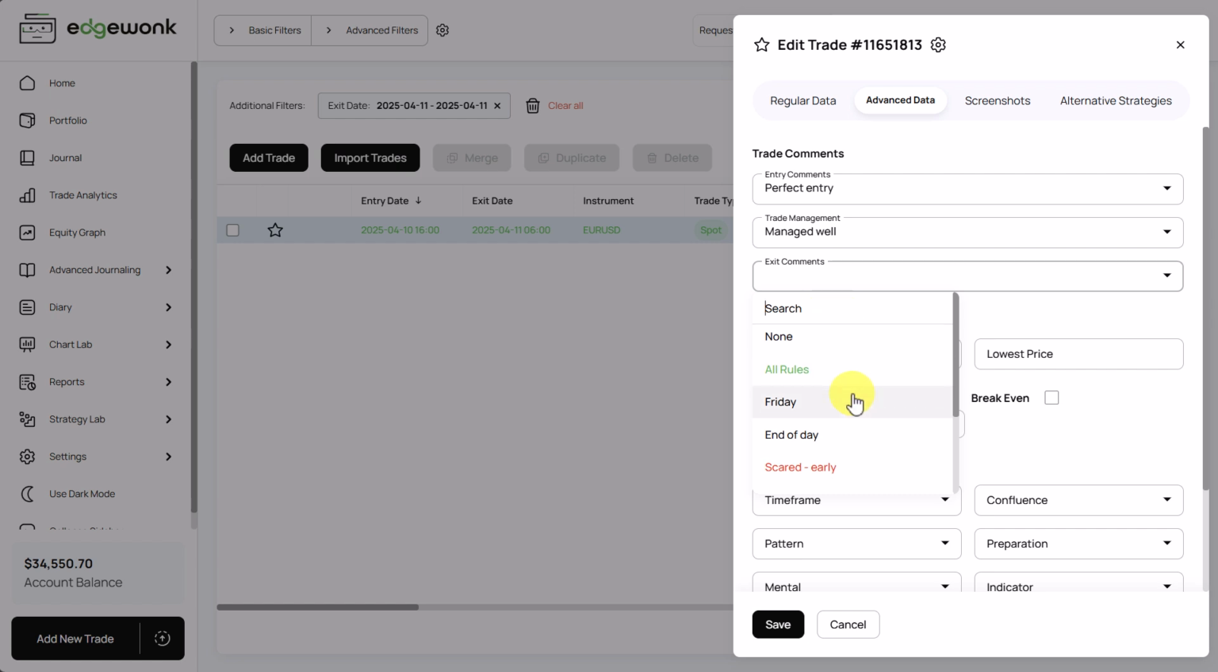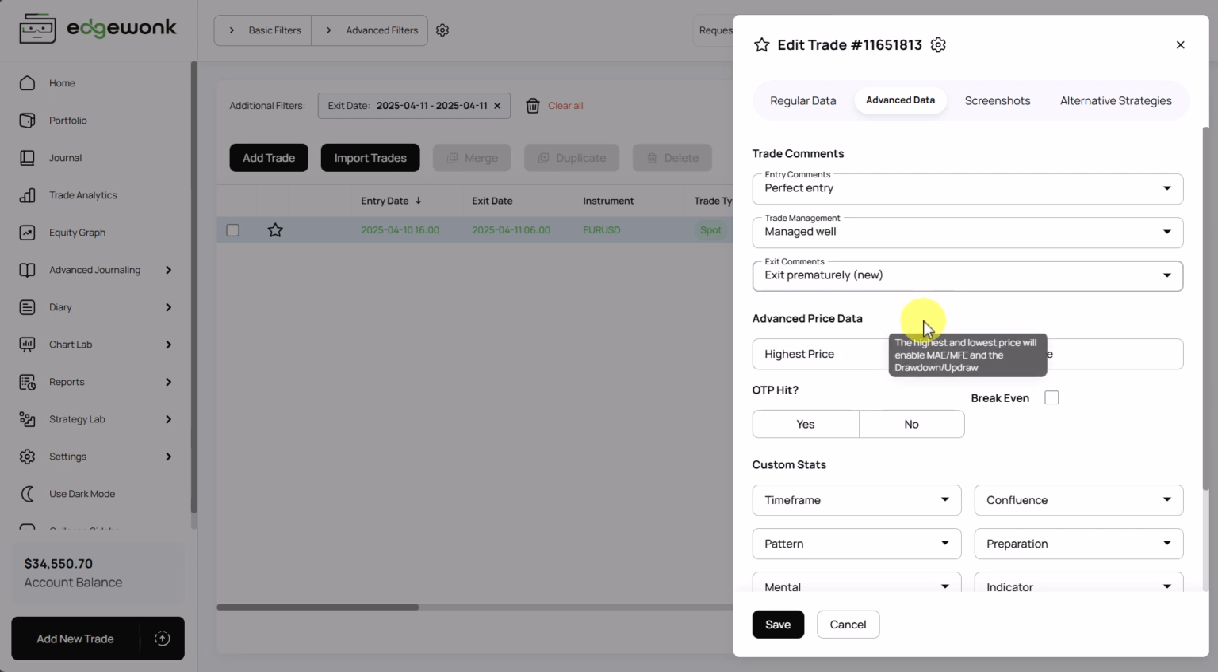So our exit comment should reflect that trading decision. We don't have an exit comment that fits this decision yet, so we can enter a new one. We want to say this is a premature exit, and here we can now rate this comment. This comment doesn't describe a positive behavior, and I would give this a negative rating because we deviated from our trading plan, which should say that we leave the trade running.